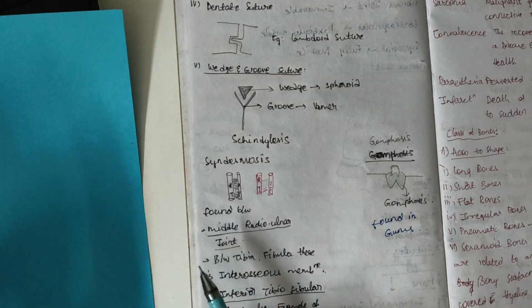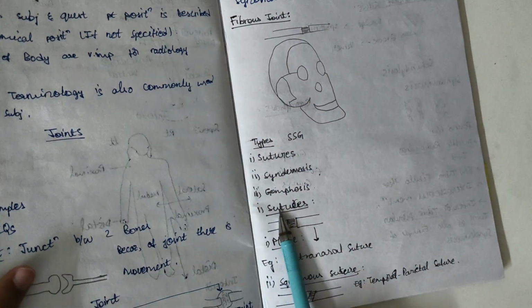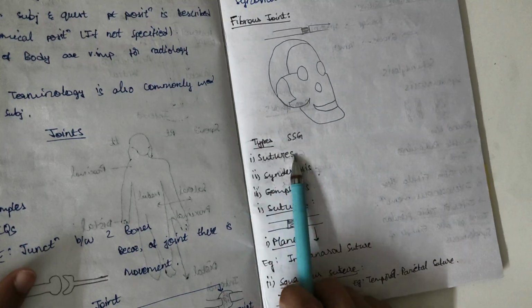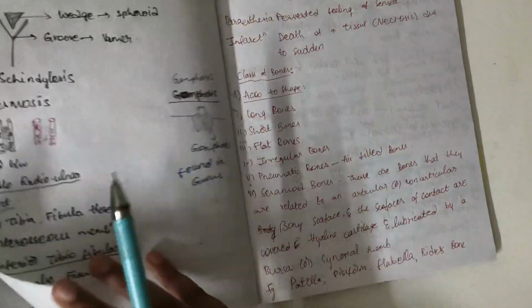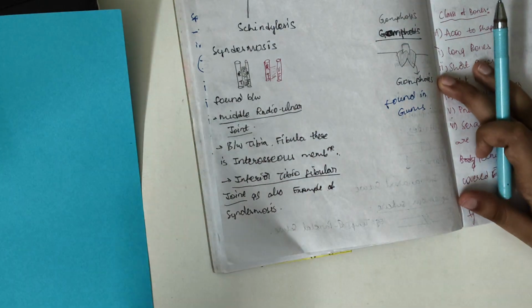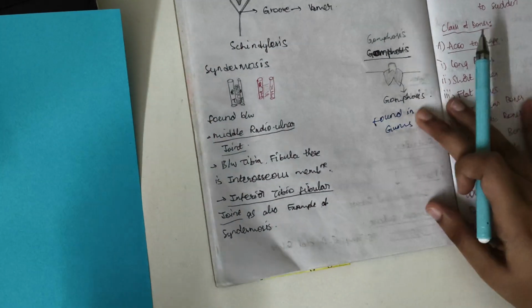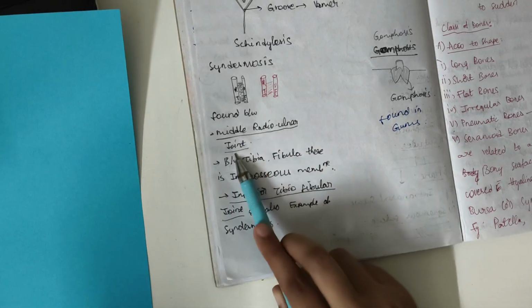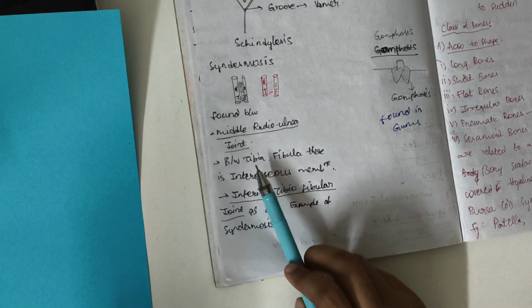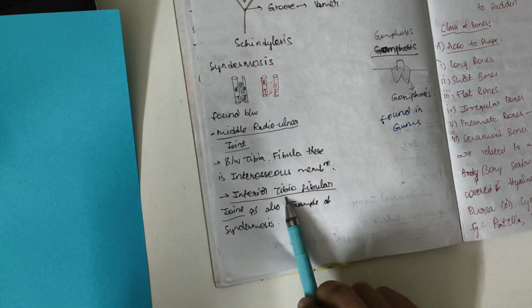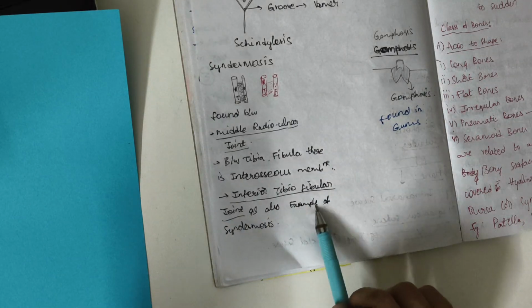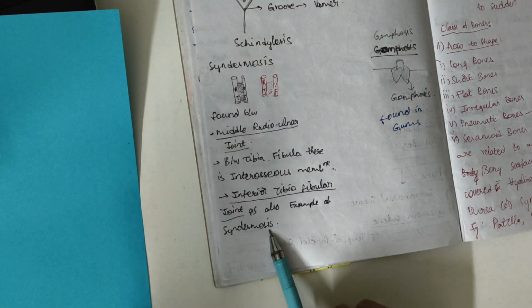Now we are done with sutures. Now we are going to syndesmosis. Syndesmosis is found in the middle radioulnar joint and also between tibia and fibula. There is interosseous membrane. Inferior tibiofibular joint is also an example of syndesmosis.